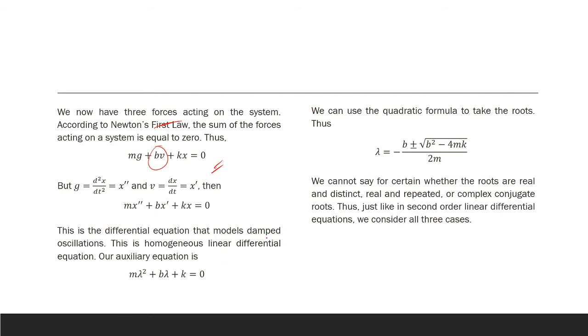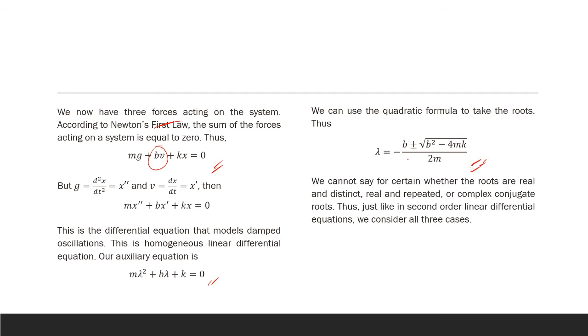So, this is, yet again, a homogeneous linear differential equation with constant coefficients din. Now, how do we find the general solution? We just take the auxiliary equation. So, the auxiliary equation nating class is m lambda squared plus b lambda plus k is equal to 0. Now, this is a quadratic equation. So, we can find the values of lambda or of the roots using the quadratic formula, which is lambda is equal to negative b plus or minus square root of b squared minus 4mk over 2m.